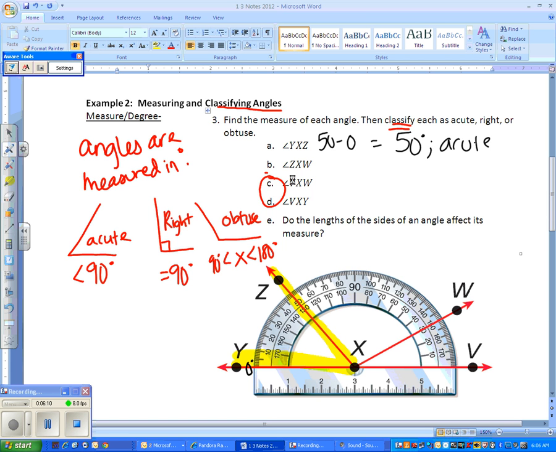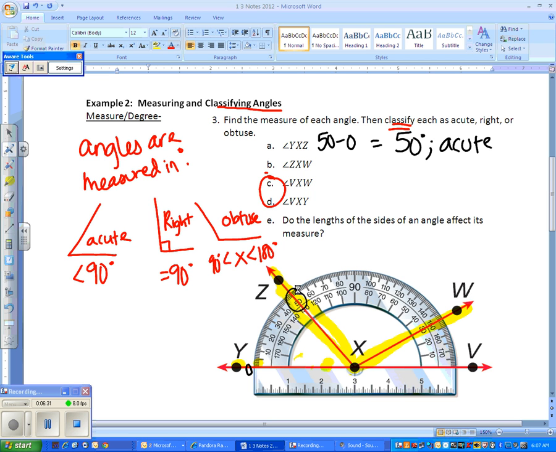Okay, next one. Let's go ahead and do letter B. Okay, so B says ZXW. So we're starting at Z, then we're going to X, then we're going to W. So we're talking about this angle right here. Again, it doesn't matter if you look at the top of your protractor or the bottom. I'm going to go ahead and look at the top.